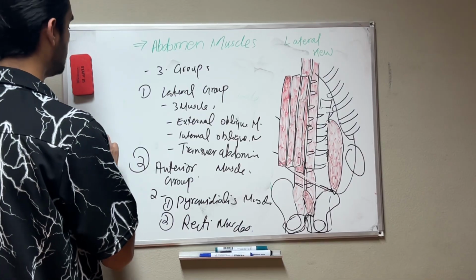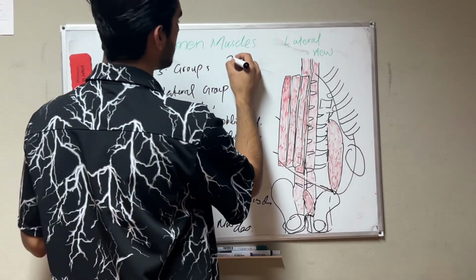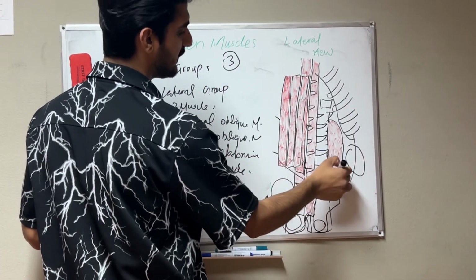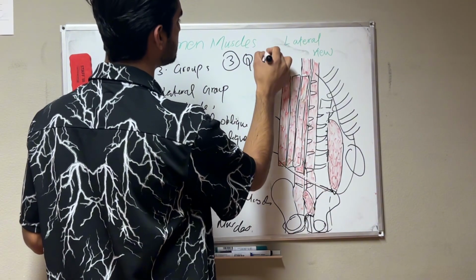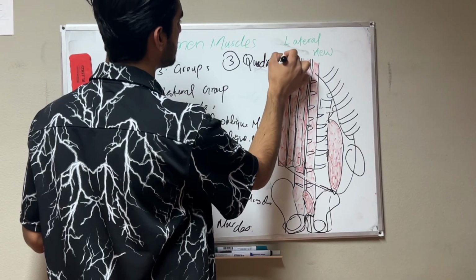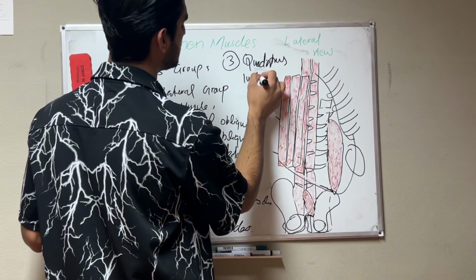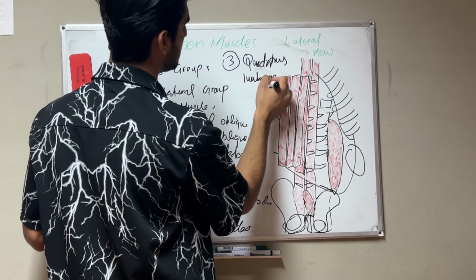And the third group I will write here. In the third group we have only one muscle. It is the quadratus lumborum muscle.